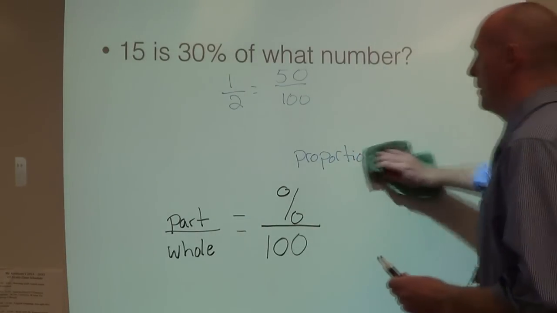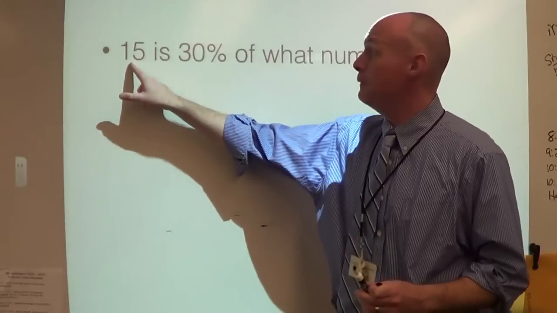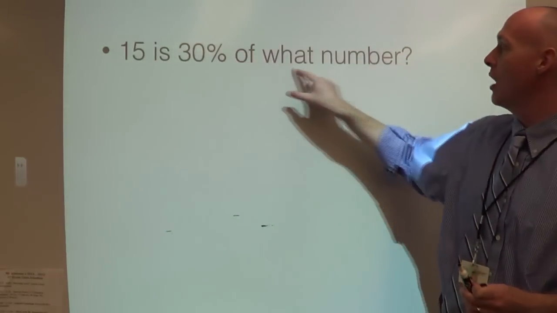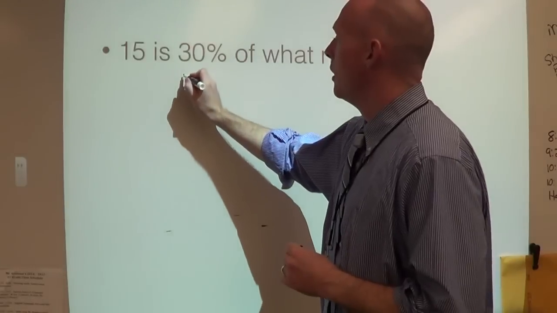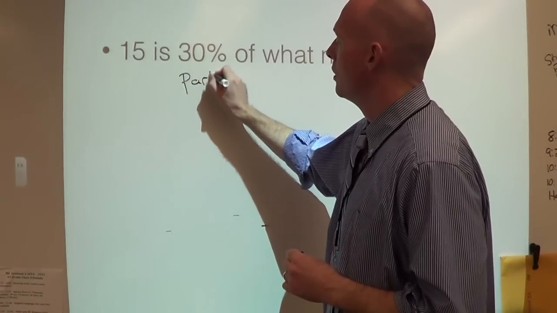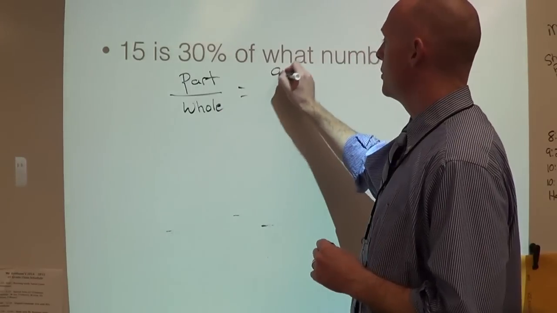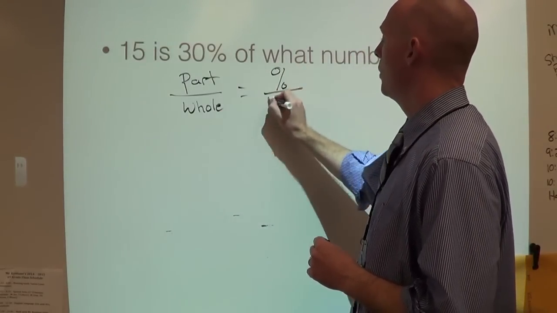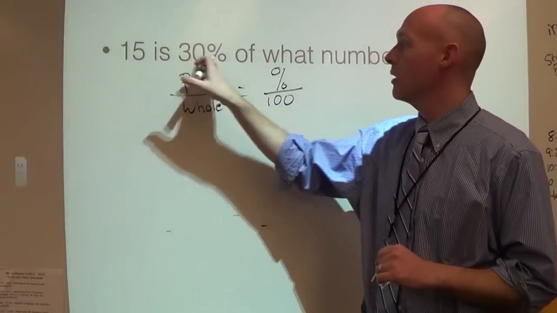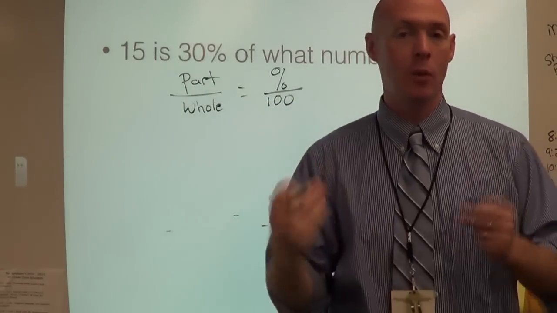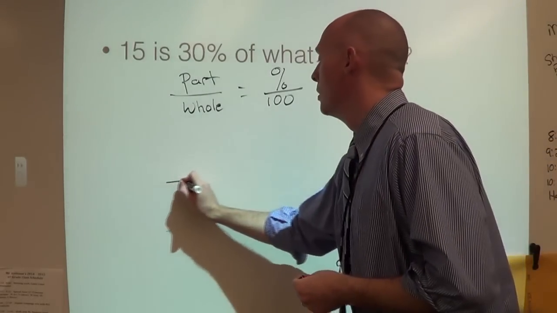Okay, the first one I have here says 15 is 30% of what number? So, if you remember the proportion I set up, part over whole equals percent over 100. Okay, so now what we're going to do is we're going to take these numbers that we're given and we're going to just plug them in and we'll figure out what our mystery number or whole is.